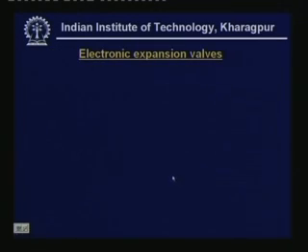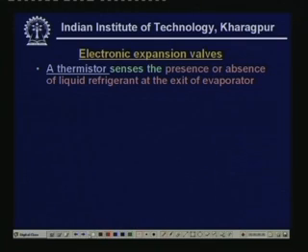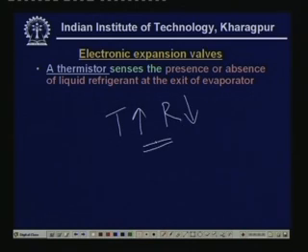Now, let me quickly explain another type of expansion valve, which is known as electronic expansion valve. This electronic expansion valve consists of a thermistor which senses the presence or absence of liquid refrigerant at the exit of evaporator. First of all, what is a thermistor? Unlike a resistor, I am sure that you know that for a thermistor, as the temperature increases, resistance decreases. Okay, so this is the principle of thermistor, right.